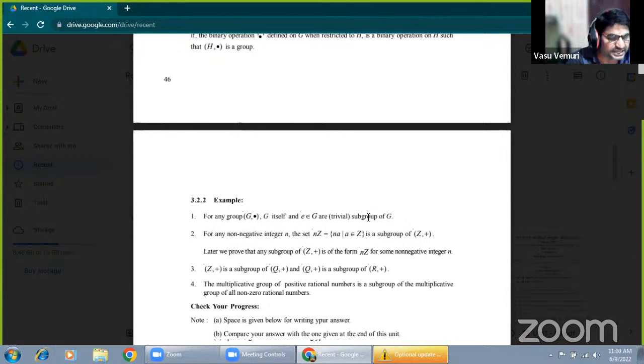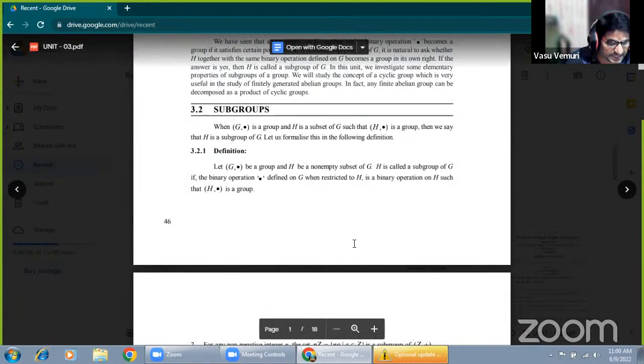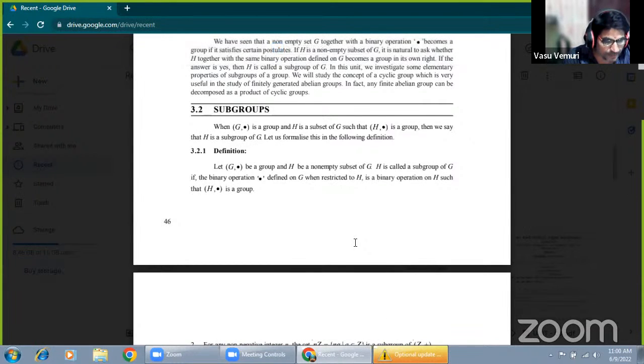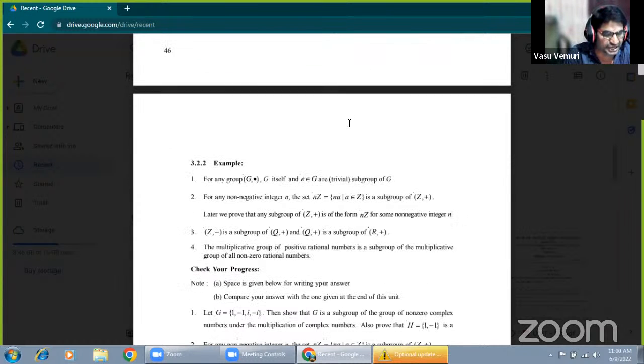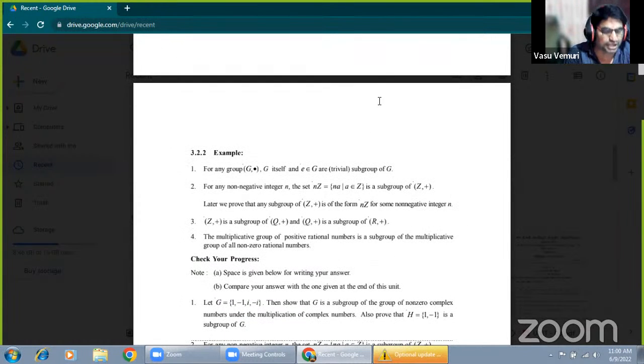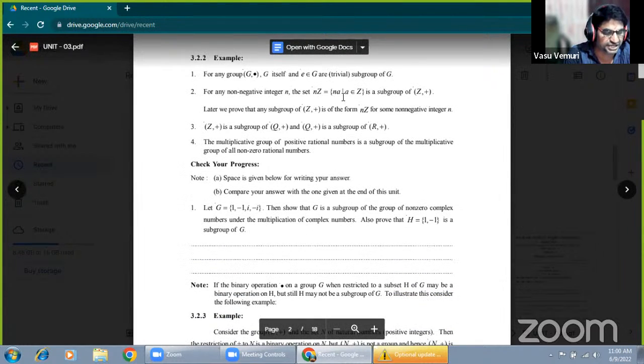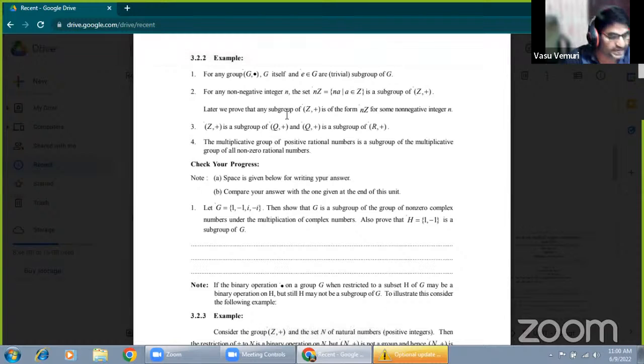H is in capital G. Those non-empty subsets that satisfy all the axioms of a group with respect to the operation are called a subgroup. Therefore, here H under multiplication is a subset of G under multiplication. That is also one of the subgroups. Okay, here H under multiplication is a subgroup.